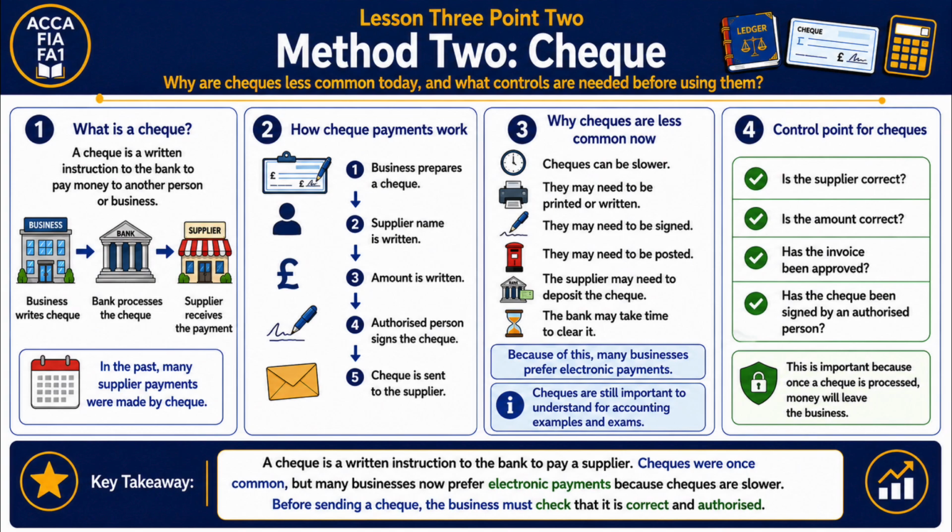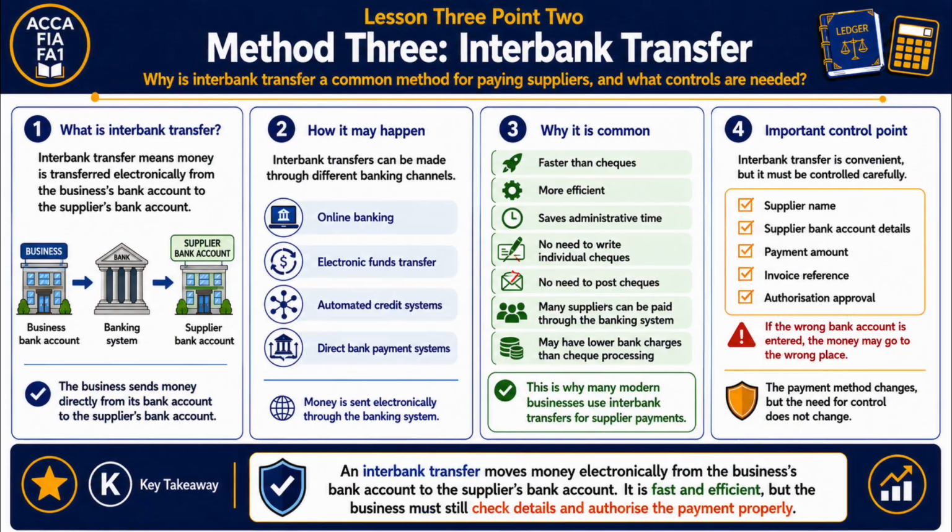Control point for checks. Even though detailed payment checks are studied more fully later, we should understand the basic control idea. A check should be authorized before it is sent. The business should check: Is the supplier correct? Is the amount correct? Has the invoice been approved? Has the check been signed by an authorized person? This is important because once a check is processed, money will leave the business.